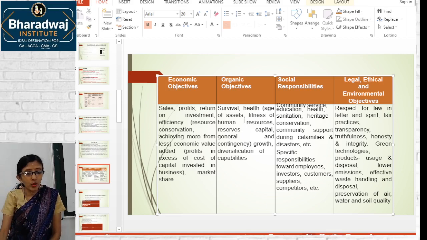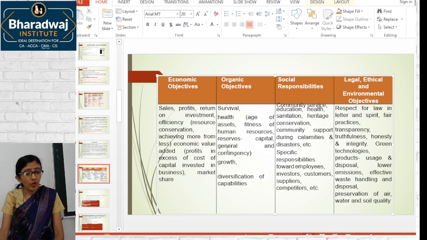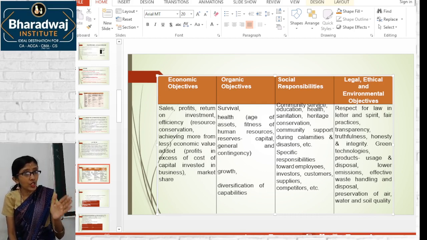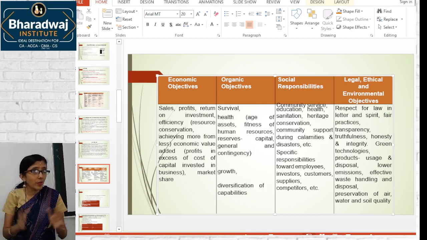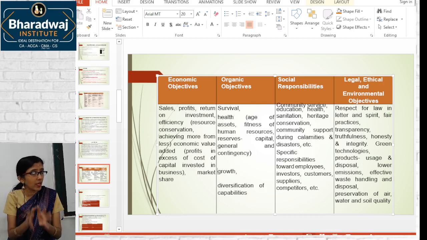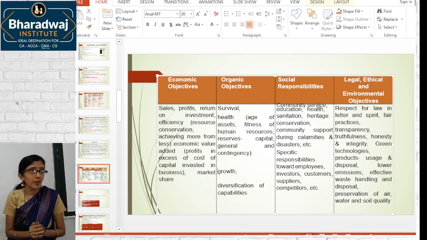And under organic objectives, you can have four main ones. It is not like money, but that which is essential for the long run growth of a business. For example, terms like survival, health. Here we are talking about the health of the physical assets, the manpower resources, the fitness of the business, and the reserves. Are you able to meet any unexpected contingency? If you are, you are a healthy organization. A healthy organization has strong manpower, good plant and equipment support, and the ability to meet contingencies. That comes under health.